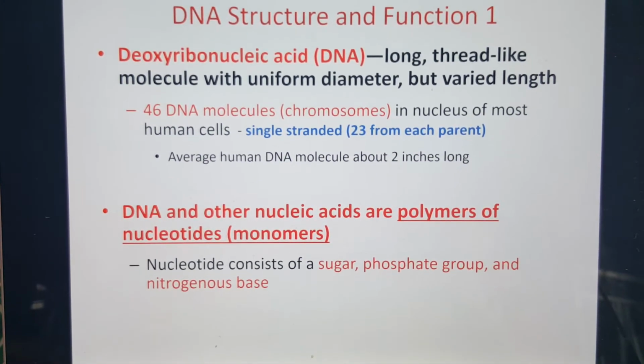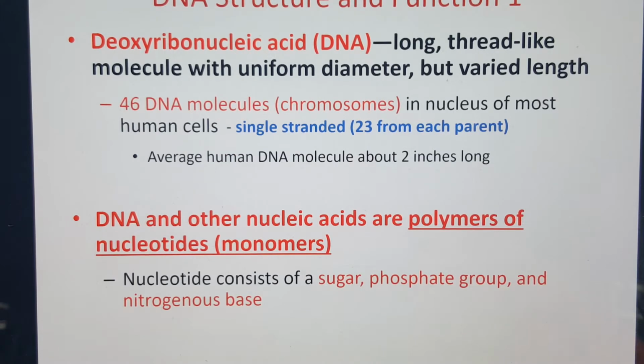It's a very long polymer of nucleotides. We have 23 pairs of strands of DNA in our body, so 46 in total. We got 23 from one parent, 23 from another parent.